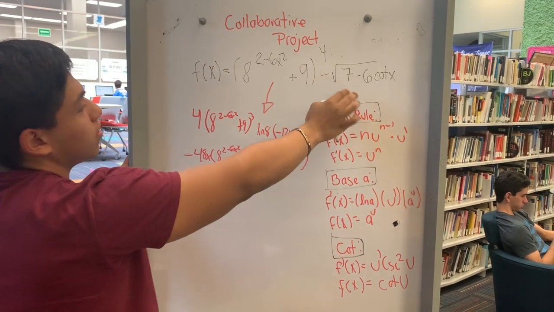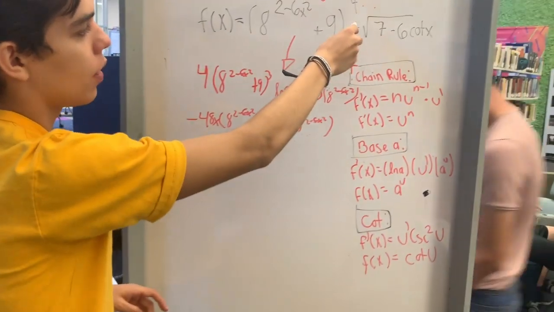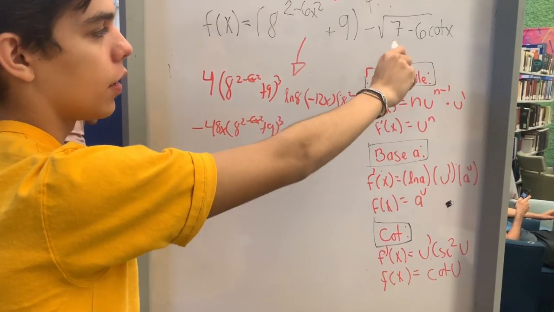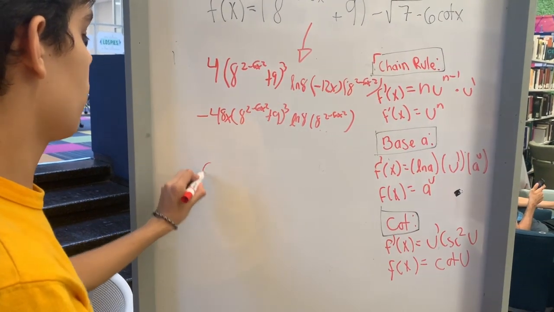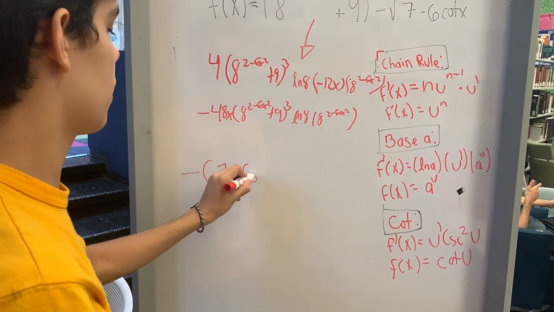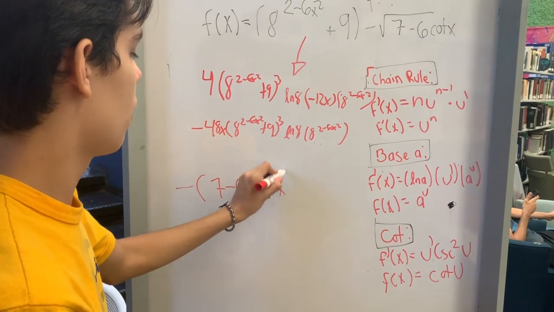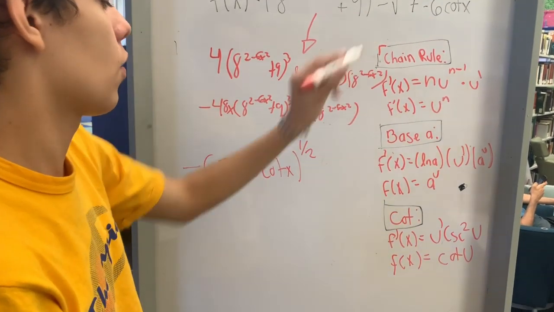Then my teammate's going to explain this part. We're going to do this part of the problem. Since we have a square root, we need to change it to minus parentheses 7 minus 6 cot x, but with a 1/2 because it's a square root.